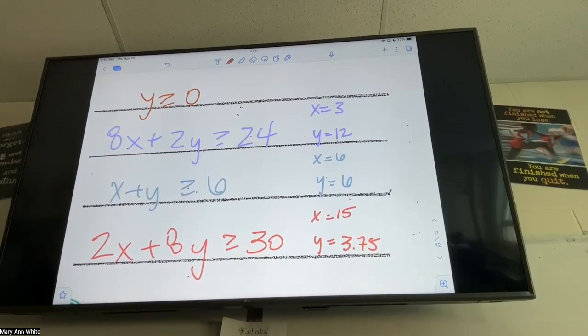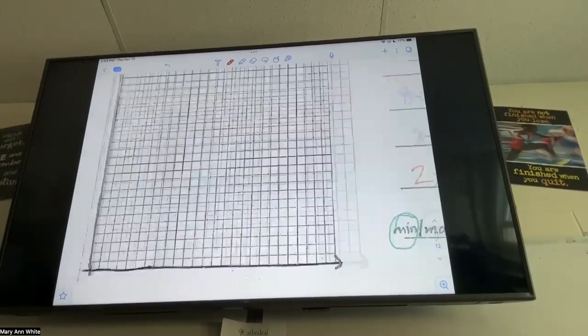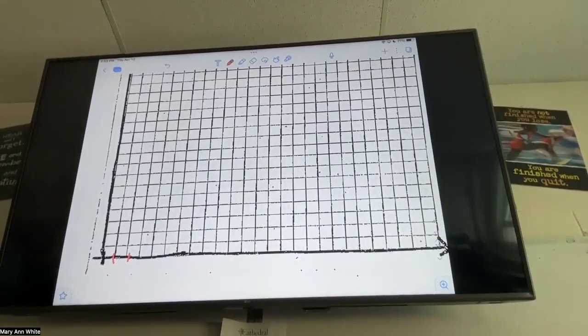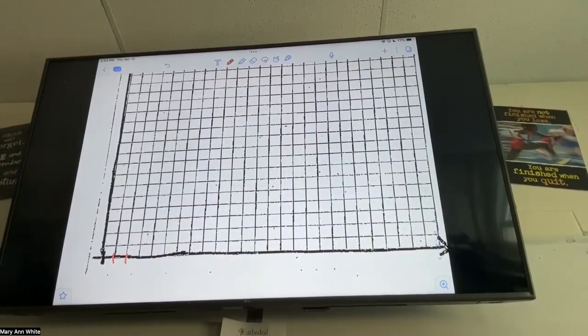My only suggestion is make sure that you get your y's on the y-axis and the x's on the x-axis. I messed that up last hour. 1, 2, and I'm going to go by ones this time. I don't think I need to go by tens. 2, 3, 4, 5, 6, 7, 8, 11, 12, 13, 14, 15.